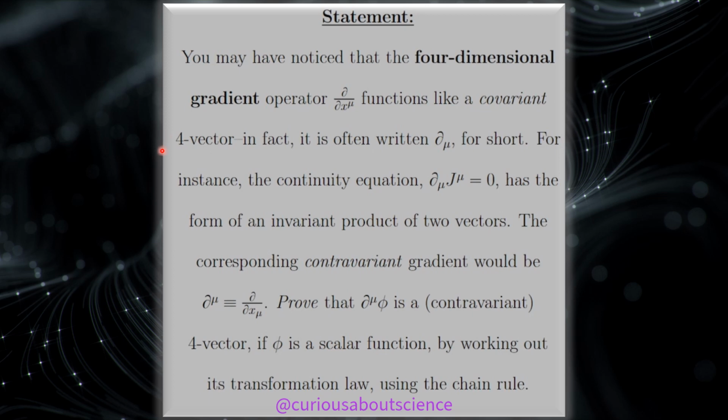For instance, the continuity equation, which we saw earlier for sure, is partial mu j mu equals 0. It has the same form as the invariant product of two vectors. The corresponding contravariant gradient would be partial to the mu, equivalent to partial over partial x subscript mu. We want to show or prove that the contravariant derivative acting on phi is a contravariant four-vector, if phi is a scalar function, by working out its transformation law and using the chain rule.